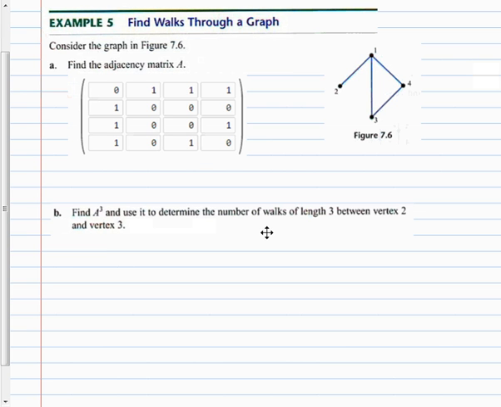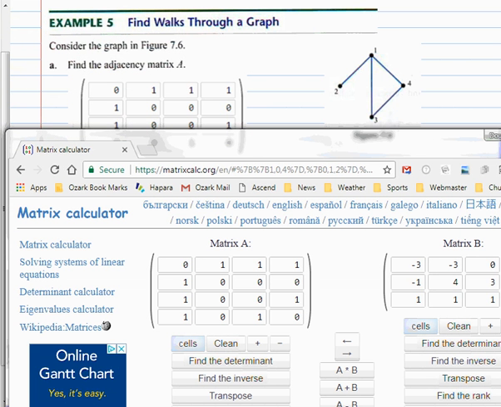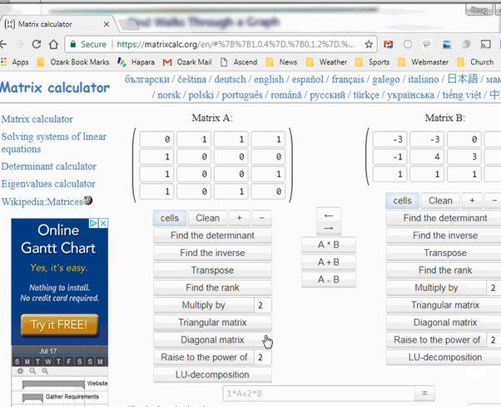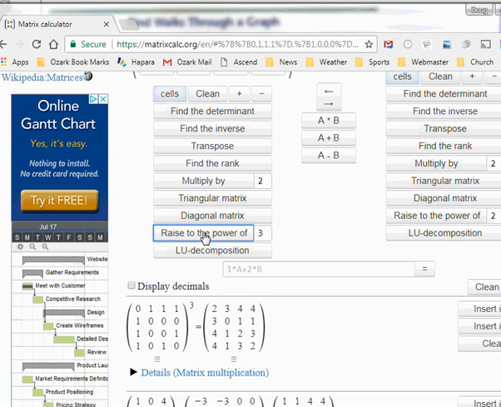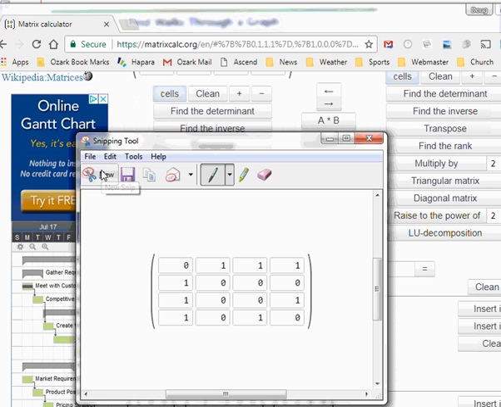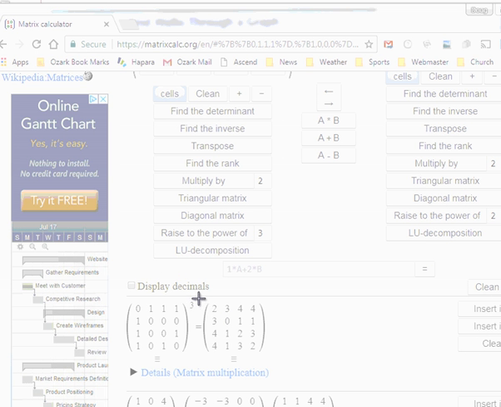Find the cube and use it to determine the walks of length 3 between vertex 2 and vertex 3. So what do I need to do to my lovely adjacency matrix down here? Multiply by 3. No, multiply by itself 3 times. I raise it to the third power. The nice thing is it says raise to the power of 3, so I will raise it to the power of 3. Here it is. We'll do our whole work here so we can see it all.